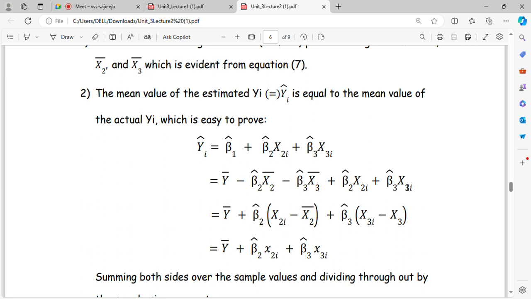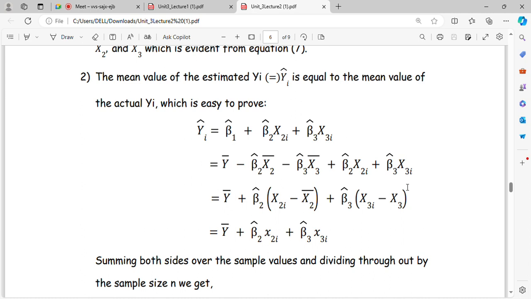beta 1 hat plus beta 2 hat x2i plus beta 3 hat x3i. Now we are writing here y bar minus beta 2 hat x2 bar minus beta 3 hat x3 bar. This is nothing but we are just putting y bar minus beta 2 hat x2 bar minus beta 3 hat x3 bar in place of beta 1 hat. We know that beta 1 hat is basically y bar minus beta 2 hat x2 bar minus beta 3 hat x3 bar from equation 4, right?